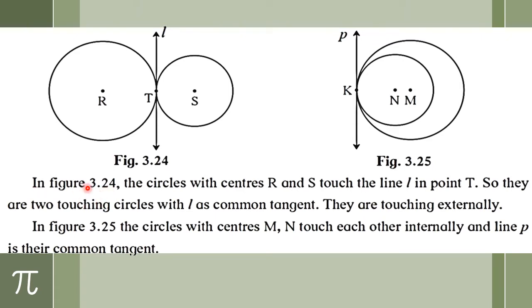In figure 3.24, the circles with centers R and S touch the line L in point T. So there are two touching circles with L as common tangent, and they are touching externally. In the second case, the circles with centers M, N touch each other internally, and the line P is their common tangent. Okay.